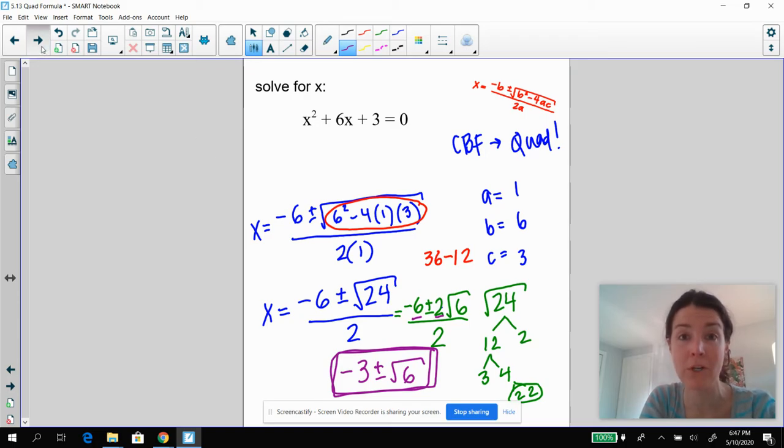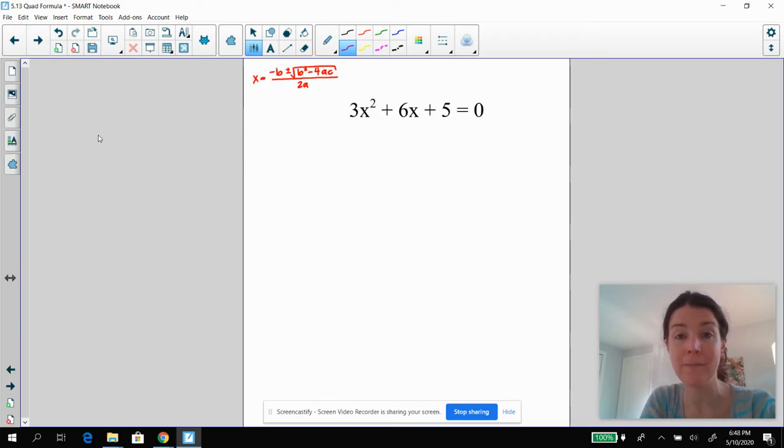All right, I have one more to show you. So let's try this one. So here's a good little rule of thumb. Whenever you see a leading coefficient like this and you can't divide it out, remember how we talked about that being kind of our first step with factoring? So I can't divide it out here, right? I can't take a 3 out of each term. But what's nice is the quadratic formula will always work.